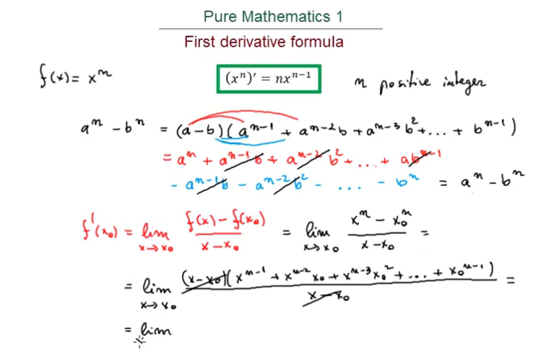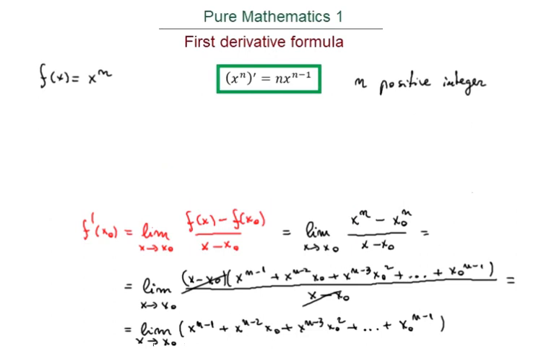We then have the limit when x tends to x0 of this sum, which is x to the power of n minus 1 plus x to the power of n minus 2 times x0 plus x to the power of n minus 3 times x0 squared plus, and right at the end we have x0 to the power of n minus 1. Now we will apply the limit, but we need some more space so we can eliminate the first formula.